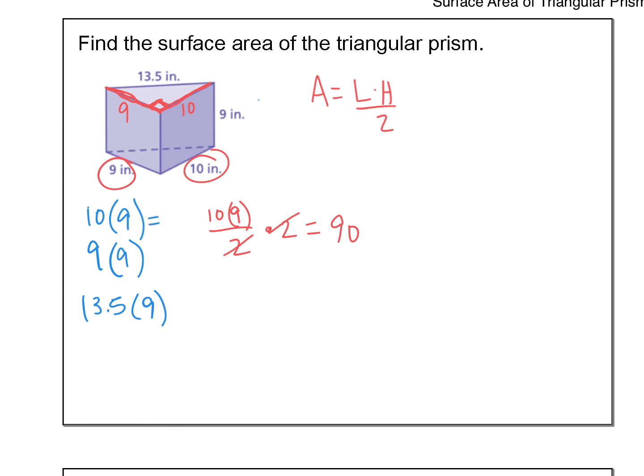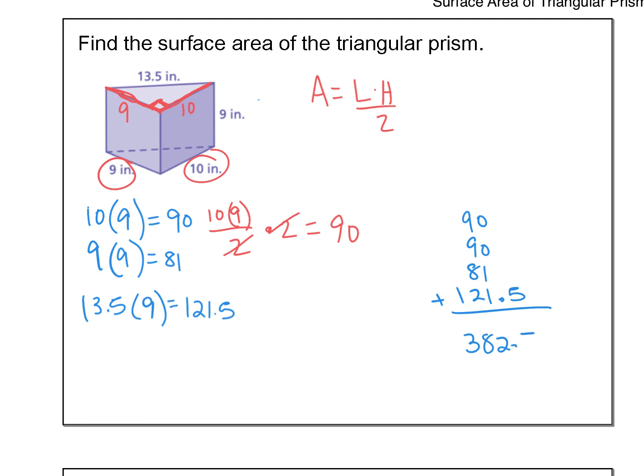All right, so let's find the area of our rectangles and then add these guys all together. 10 times 9 is 90. 9 times 9 is 81. 13.5 times 9 is 121.5. All right, so we're going to add all those together. 90 plus 90 plus 81 plus 121.5. All right, we're going to add all those together. And we get 382.5 inches squared.